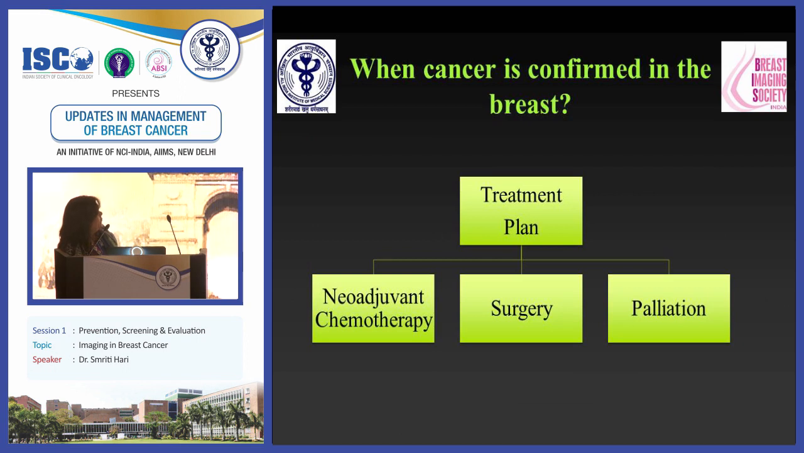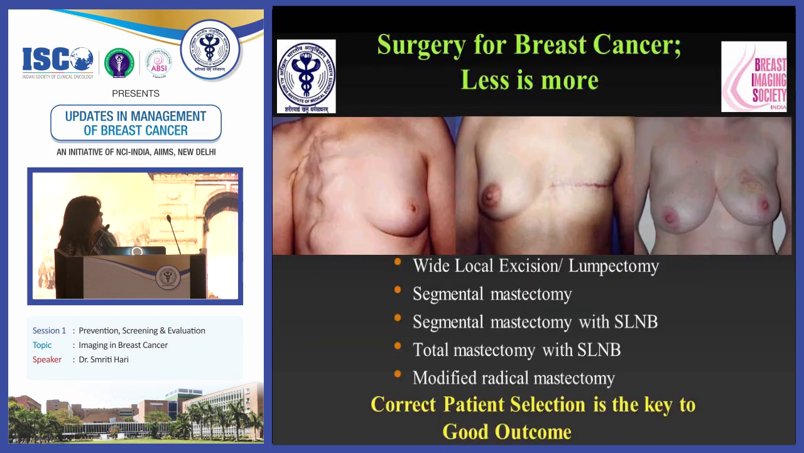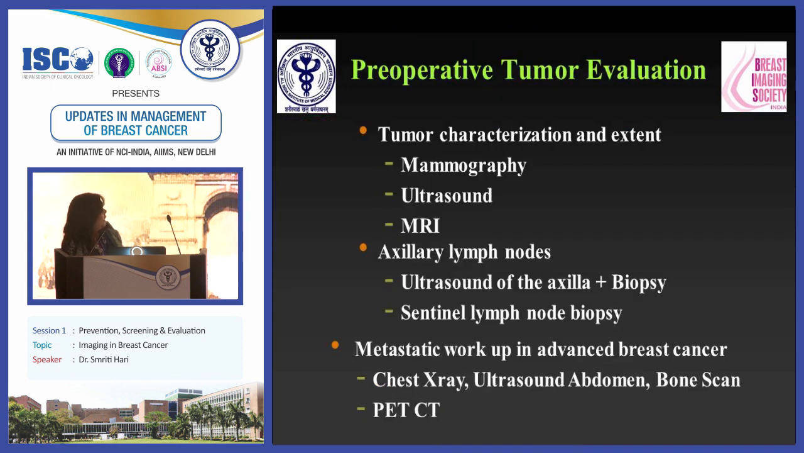Once cancer is confirmed in the breast, this is the treatment plan, and then what role does imaging have? Correct patient selection for the type of surgery is the key to good outcome, and therein comes the role of the radiologist. You need to tell exactly what is the size of the tumor, where is it placed, is there multicentricity, axillary lymph nodes, are they involved?